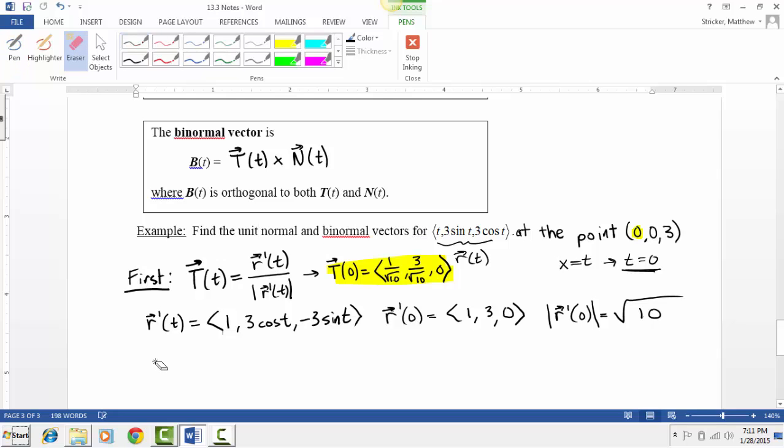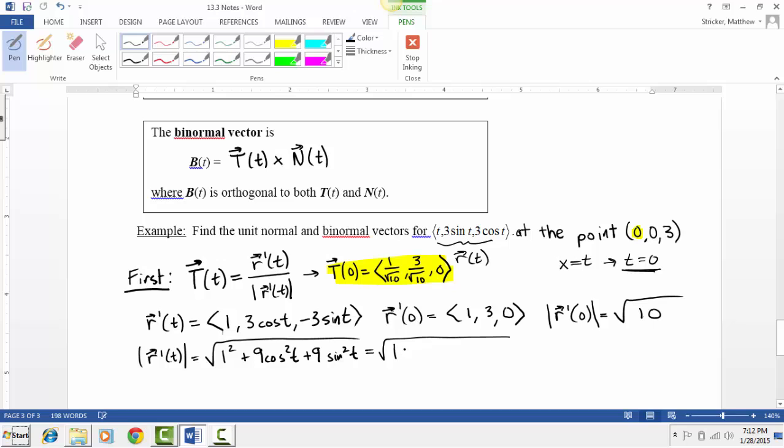Let's go ahead and take the magnitude of this. The magnitude of r prime of t is the square root of 1 squared plus 3 cosine squared, which is 9 cosine squared t, and negative 3 sine squared, which is again 9 sine squared t. This is the square root of 1 plus 9 times cosine squared plus sine squared, which is a nice result as far as simplifying goes, because we know that this right here equals 1.